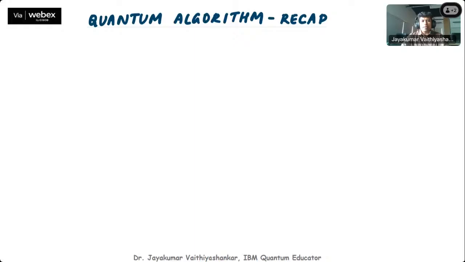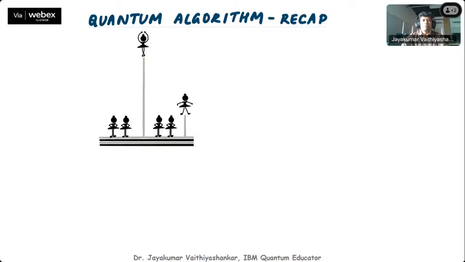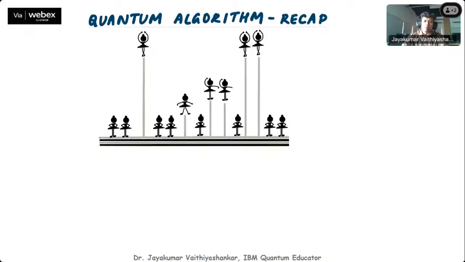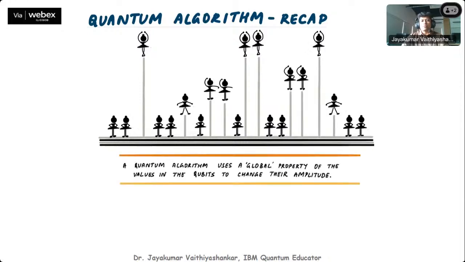We will recap what a quantum algorithm is. A quantum algorithm is made up of so many signals. We are playing with qubits, so the more qubits, the more signals interfere. All these signals are going to collapse at some point. A quantum algorithm uses a global property of the values in the qubits to change their amplitude. We'll use that global property to change values. This is the key concept in a quantum algorithm, and we'll see which gates help you change the global property.